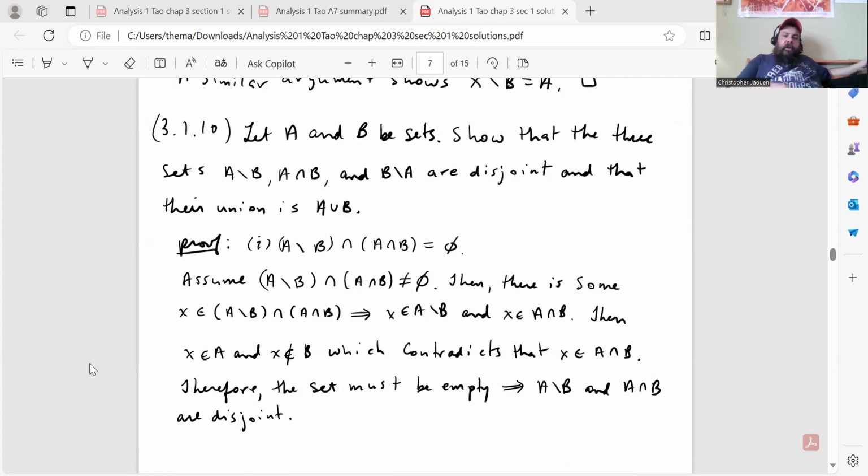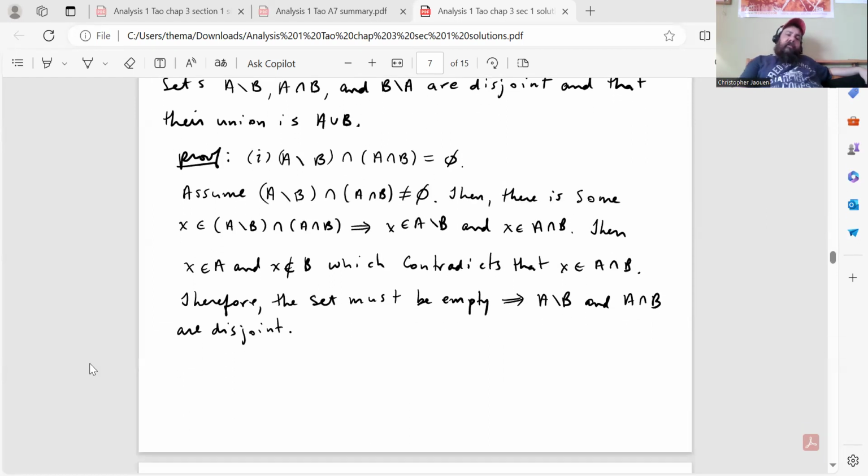All right, 3.1.10. Let A and B be sets. Show that the three sets A minus B, A intersect B, and B minus A are disjoint, and that their union is A union B. All right, so here's my proof. First, we show that (A minus B) intersect (A intersect B) is empty.